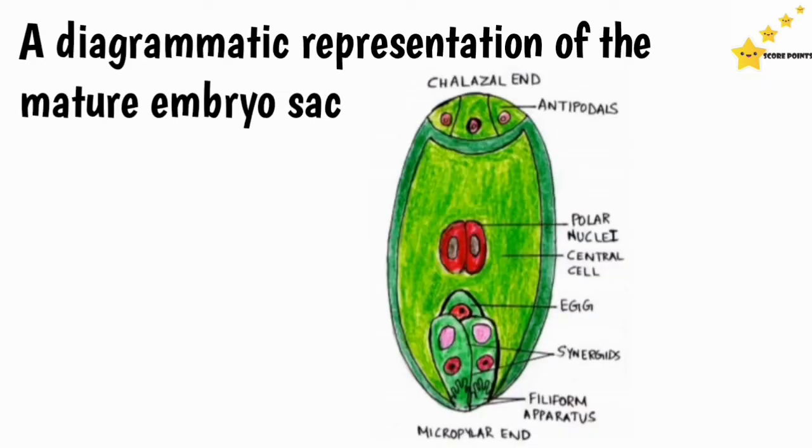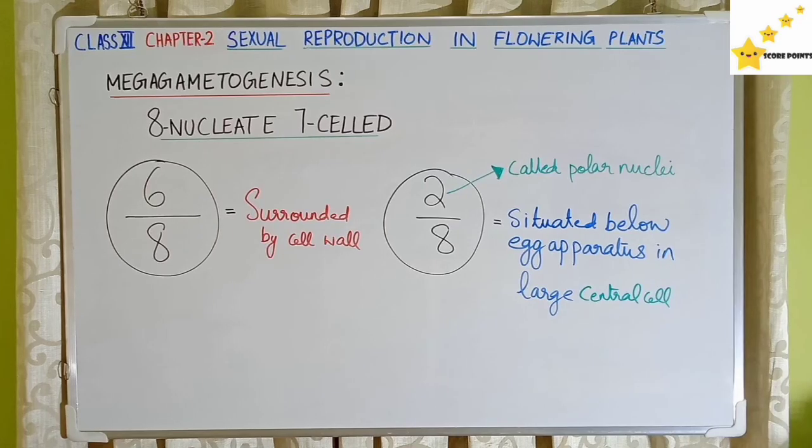The central cell contains two nuclei which are called the polar nuclei. The three nuclei at the micropylar end form the egg apparatus. In the egg apparatus, the middle cell is the largest and is called the oosphere or egg or ovum, while the other two cells adjoining the egg cell are called synergids. The three nuclei at the chalazal end are surrounded by cytoplasm and a cell wall. These are called antipodal cells.